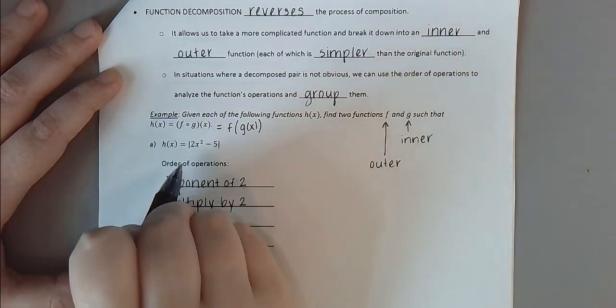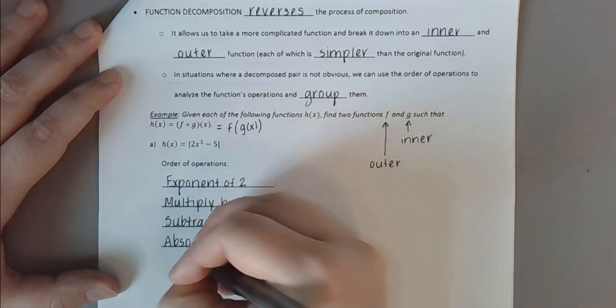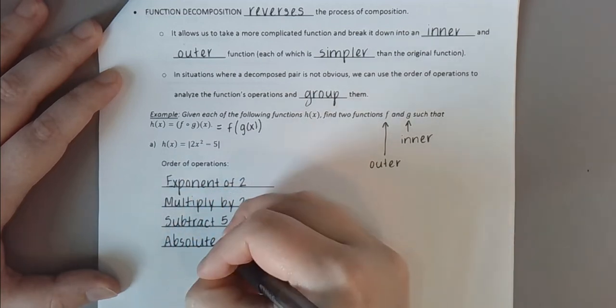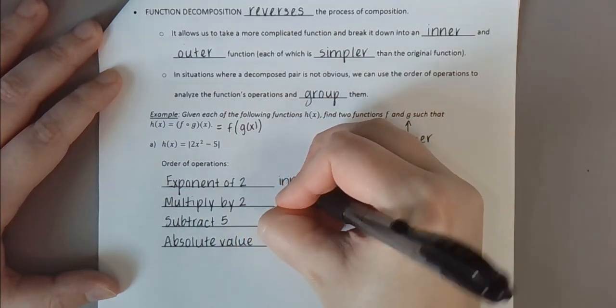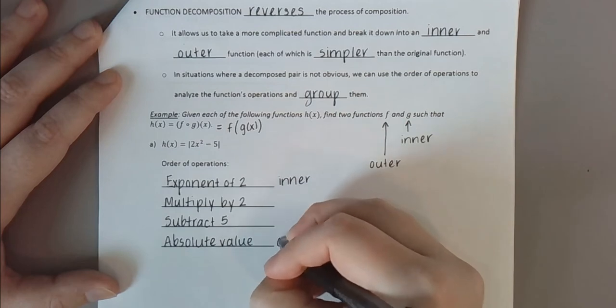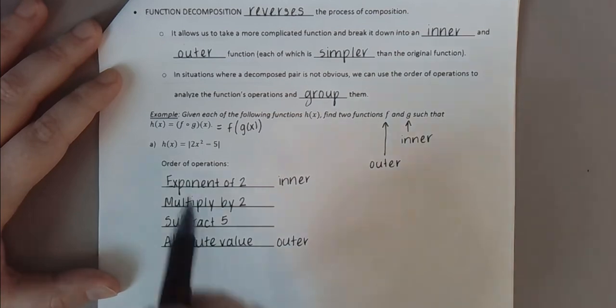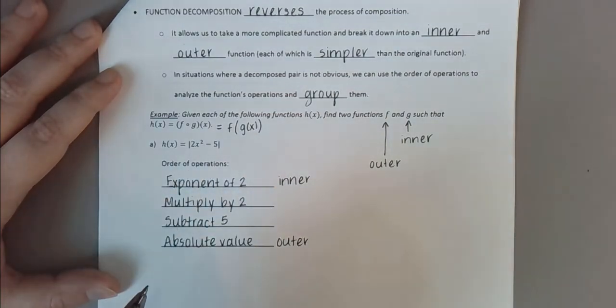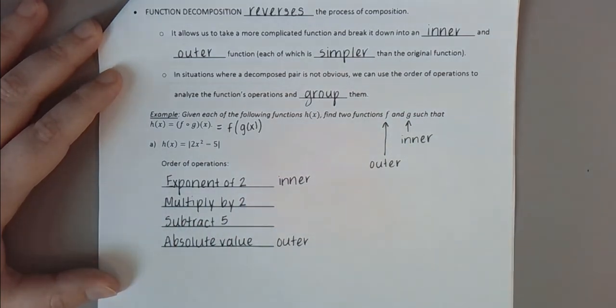And then the final operation we would apply would be that absolute value. And so essentially this takes us from the innermost operation to the outermost operation. Here's how we use this to decompose. What we can do is take one or more of these operations and group them, and then write a function that only applies that operation to an input.